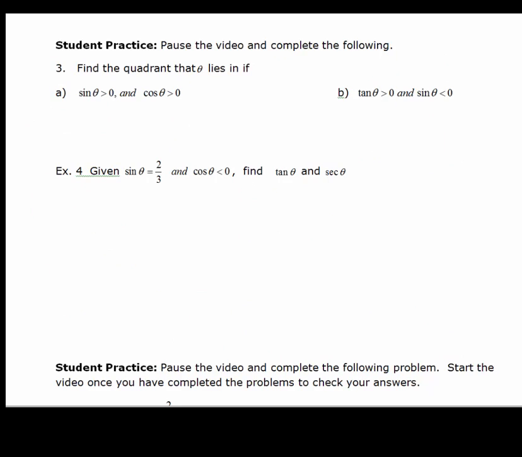Alright, I'd like you to pause the video and try practice problem 3, and then start the video to check your work. Alright, we start with sine being greater than 0. Sine is positive in the second quadrant, everything's positive in the first, and of those two quadrants, the cosine is positive in the first. So this would be the first quadrant. Part B, the tan is positive in the first quadrant and the third, and the sine is negative in the third. So this would be the third quadrant.